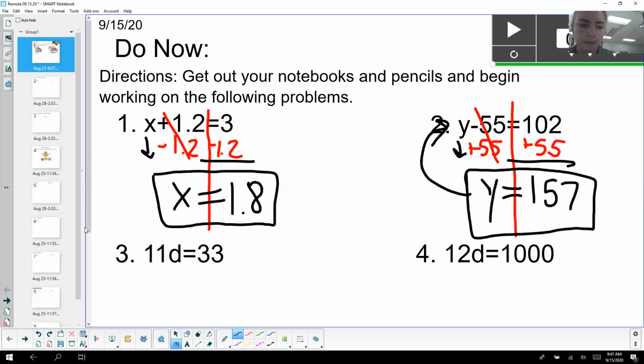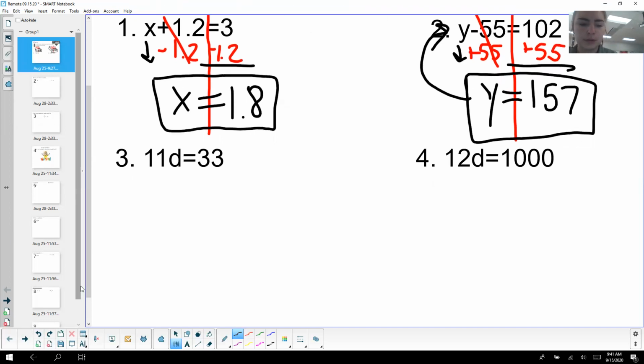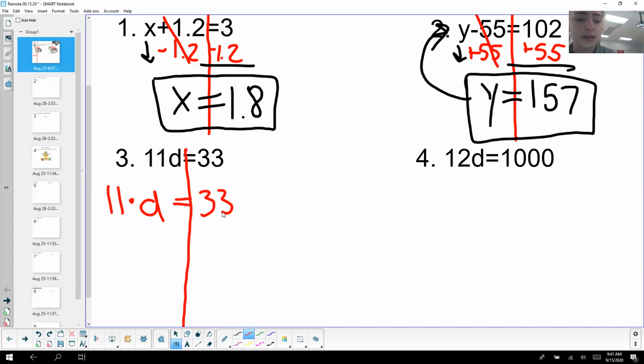All right. For the third one, we've got 11d equals 33. Now, I told you guys that when you've got a coefficient and a variable, that 11 is called a coefficient because it's right next to this variable d. When you've got a coefficient right next to a variable, it's implied or assumed that they're being multiplied. So to explain it a little bit better, I'm going to write it out. 11d equals 33. I didn't do any math there. I just rewrote the problem so I can paint a picture a little bit better. So 11d is the same thing as 11 times d.